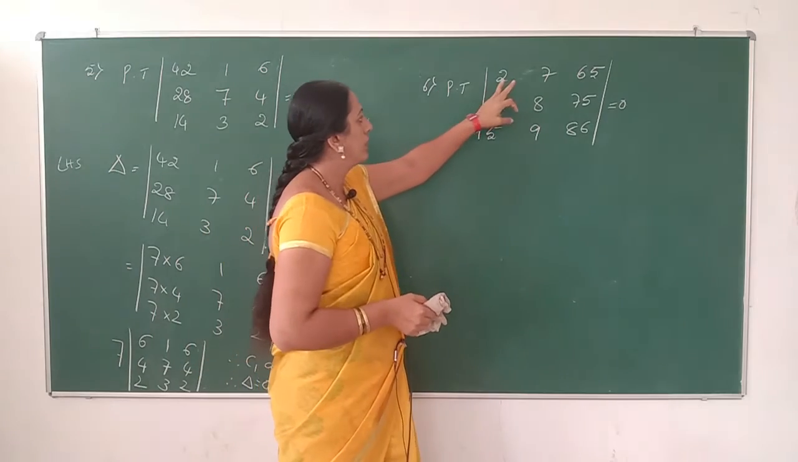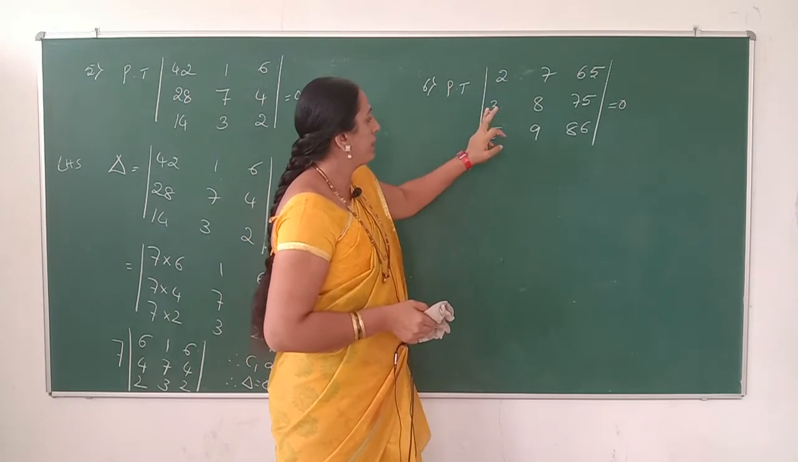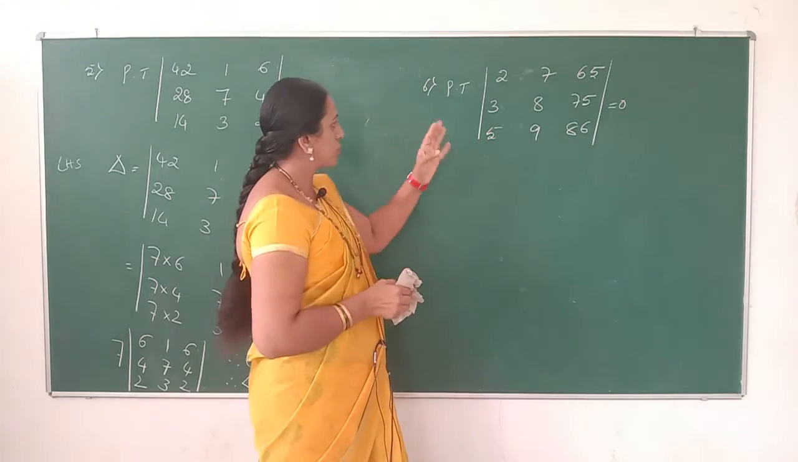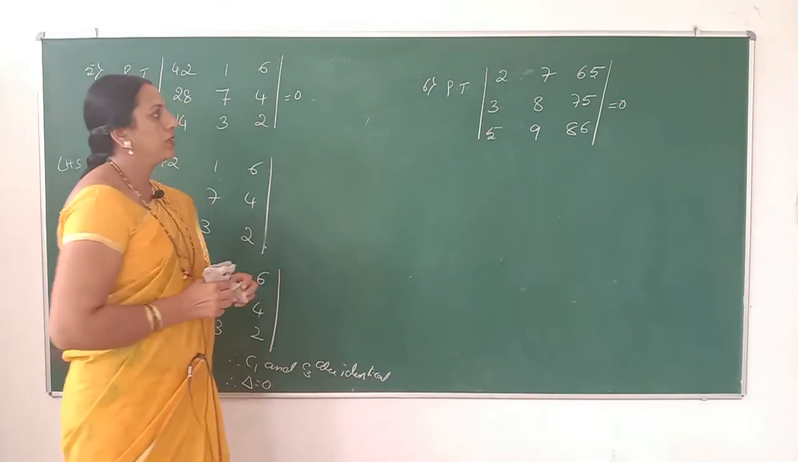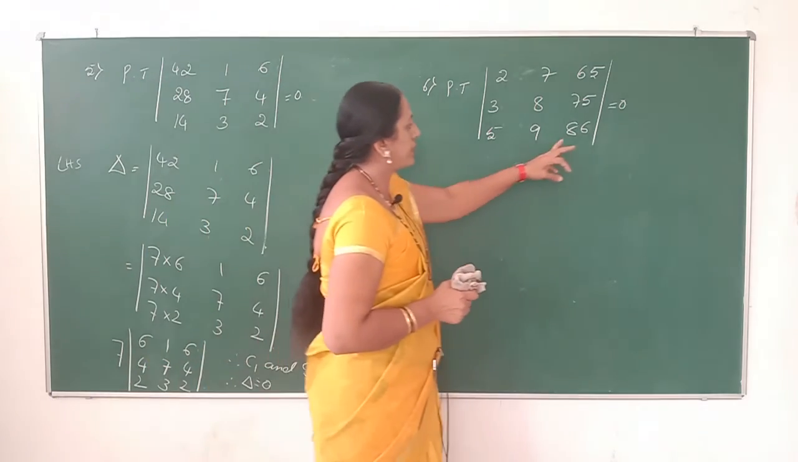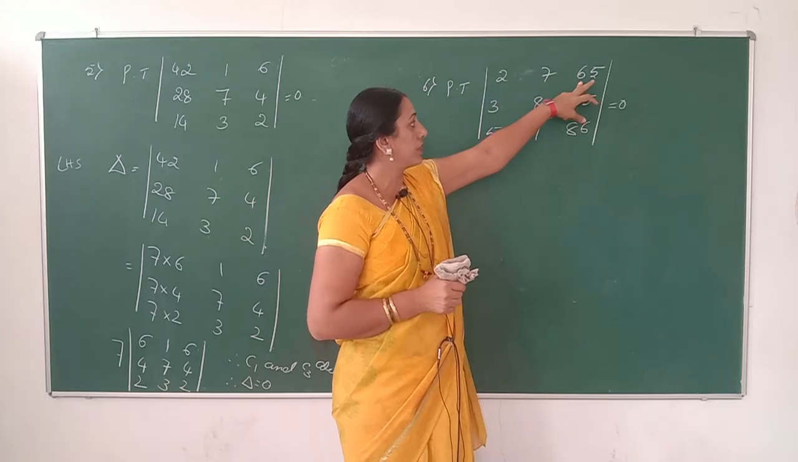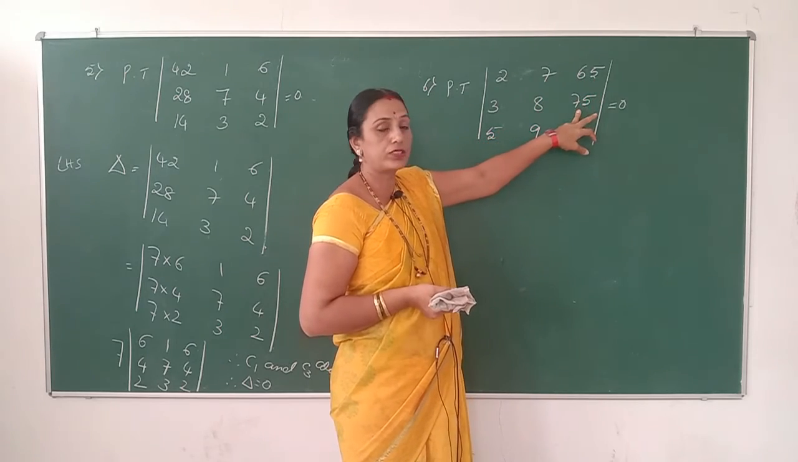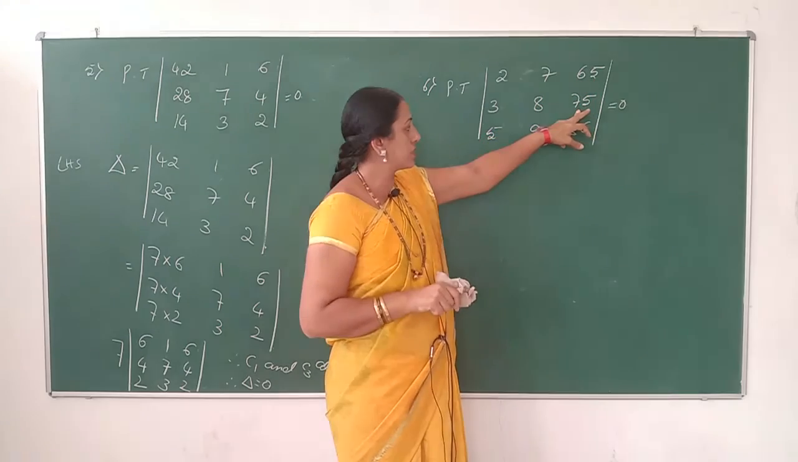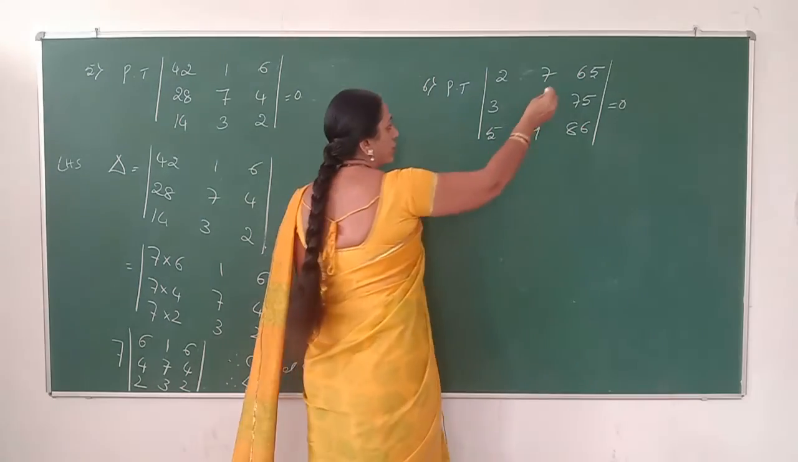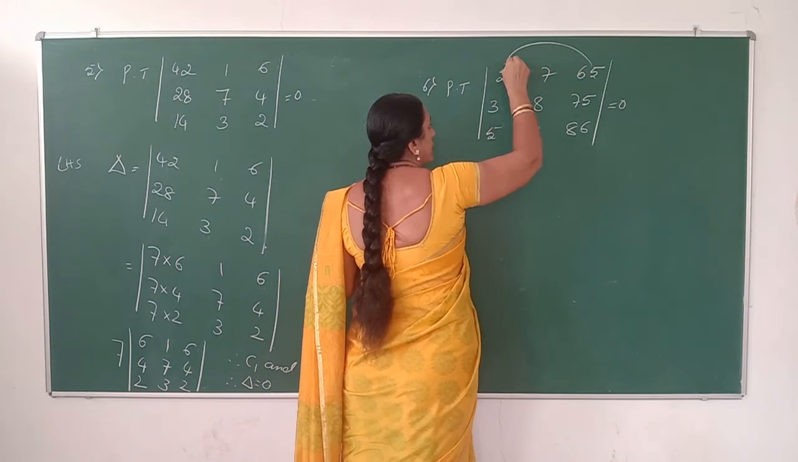Similarly, next one is 2, 7, 65; 3, 8, 75; 4, 9, 86. First we'll observe their elements. Are 65, 75, 86 multiples of any number? 65 can be written as 13 times 5, 75 can be written as 15 times 5, but 86 is not a multiple of 5. Therefore first we'll do a subtraction of these elements.